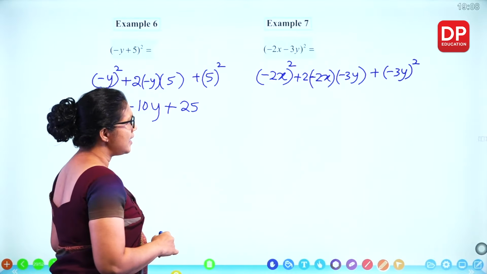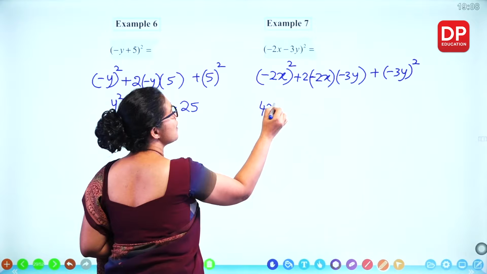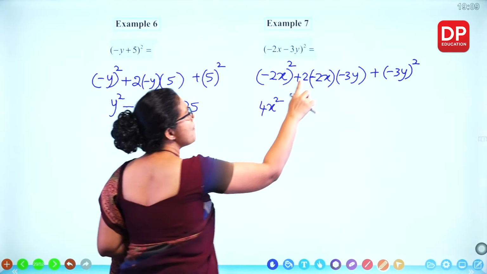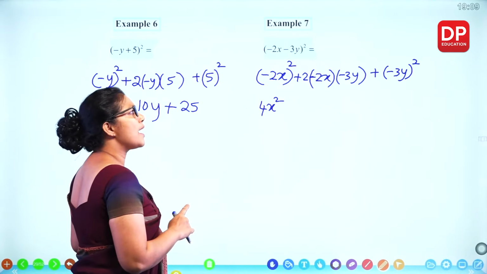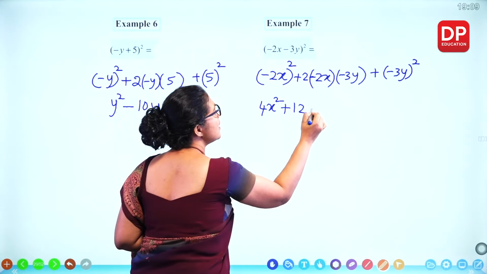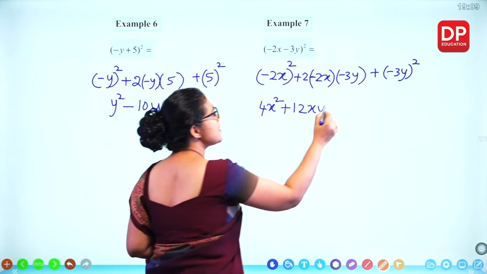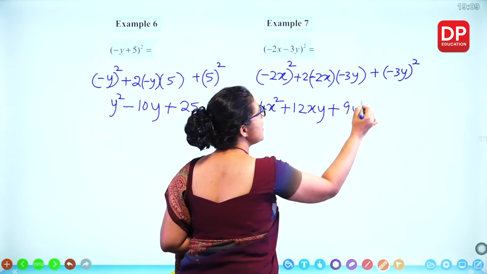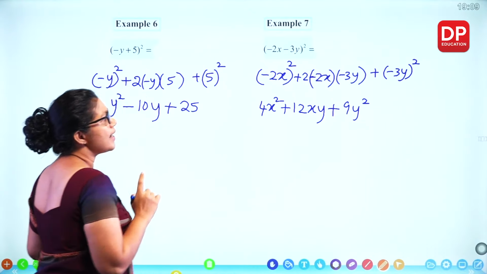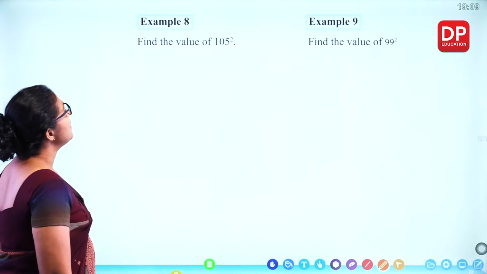Now simplify. 2x times 2x, with minus becomes plus. You get 4x squared. Minus into minus becomes plus. 2 times 2, 4. 4 times 3, 12xy. What is the last term? Minus 3 times minus 3 becomes plus 9y squared. Now we'll see example number 8.